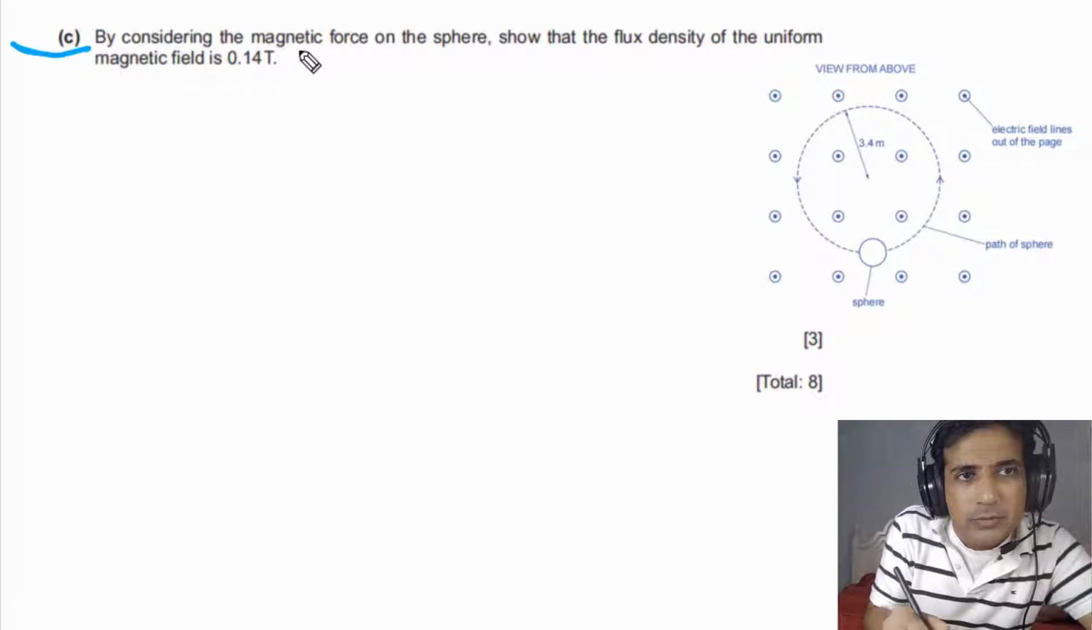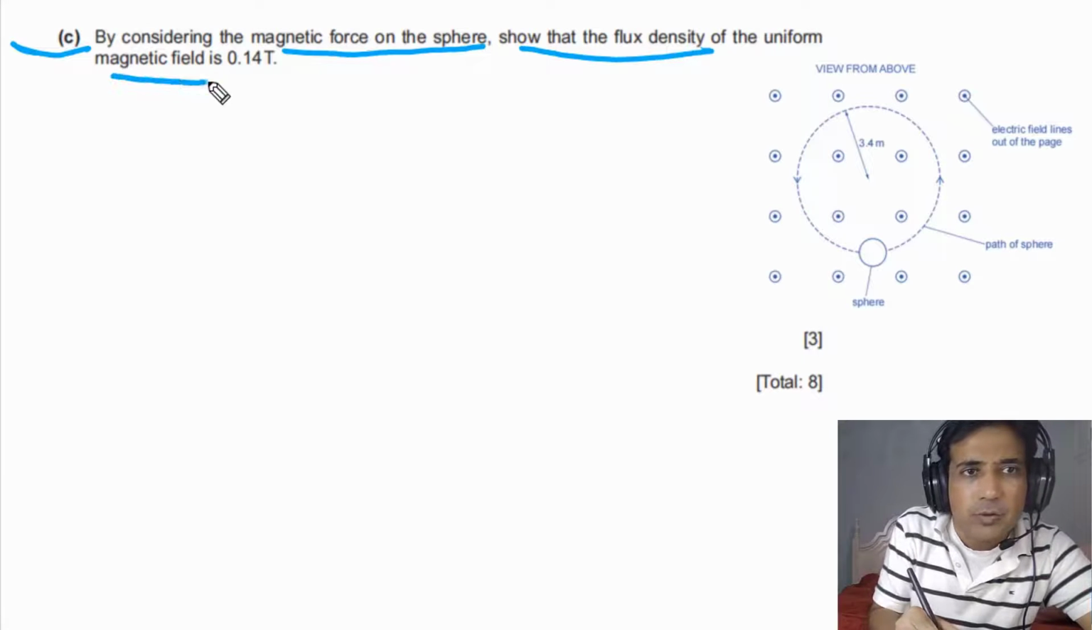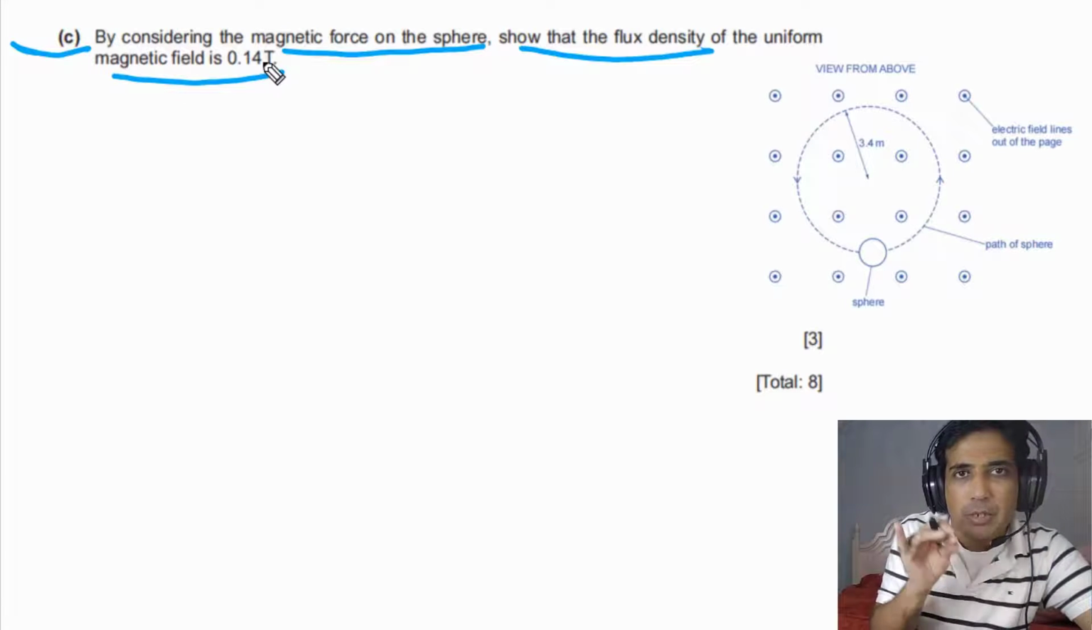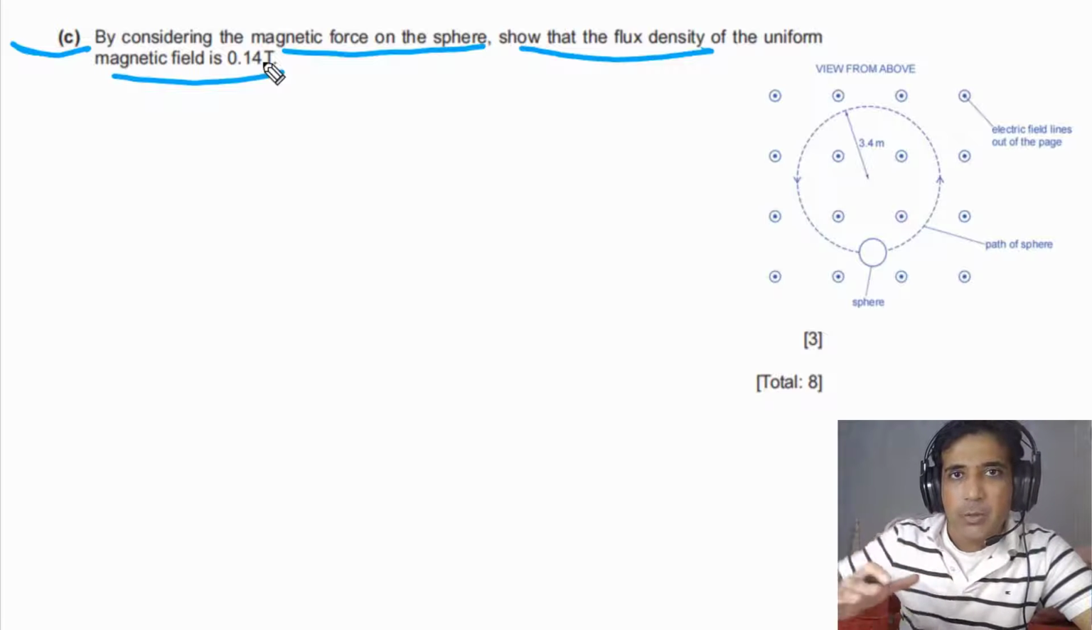For part C, we need to consider magnetic force on the sphere, and we need to show that flux density of the uniform magnetic field is 0.14 Tesla. In this case, a hint is given to you, and you also have to use that hint in your answer. Means you have to consider magnetic force on the sphere to calculate magnetic flux density. Now we need to look at motion of the particle.